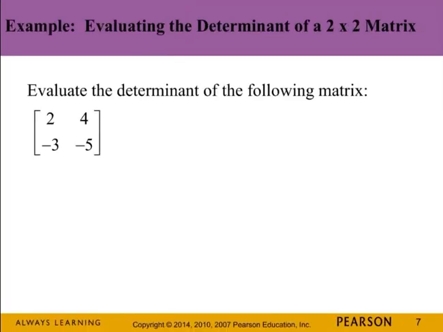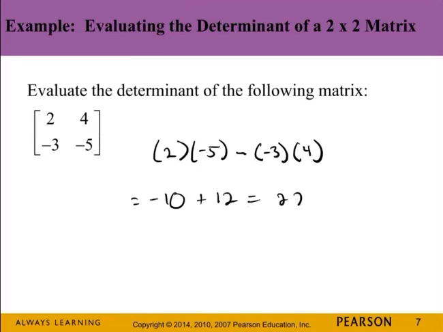Okay. Evaluate the determinant of the following matrix. Let's do another one. So this determinant is basically going to be 2 times negative 5 minus negative 3 times 4. That's going to be a negative 10. Double negative is positive 12. So it looks like it's a 22.